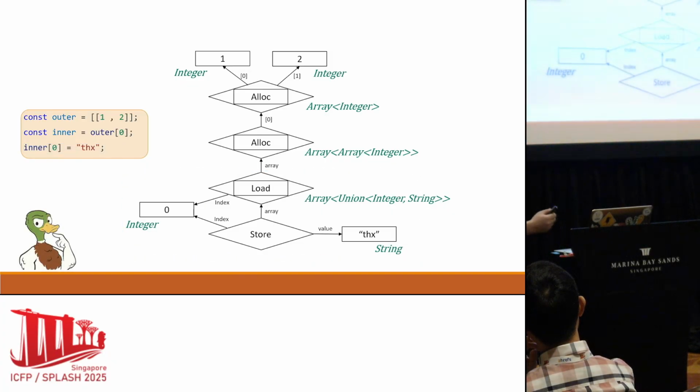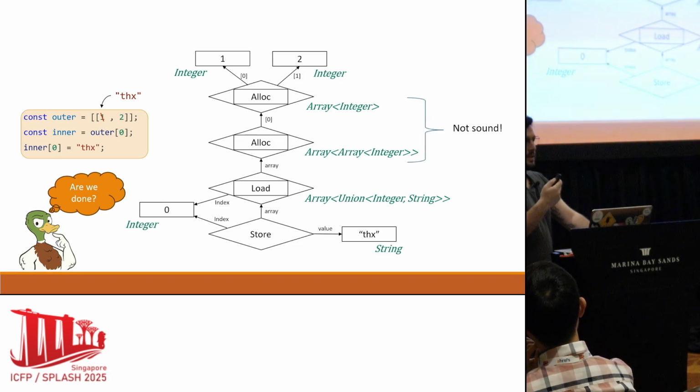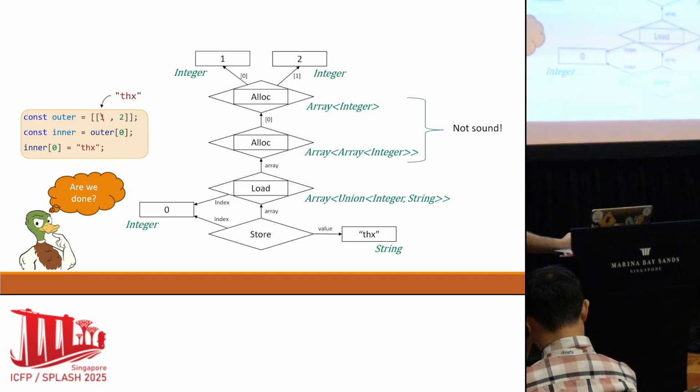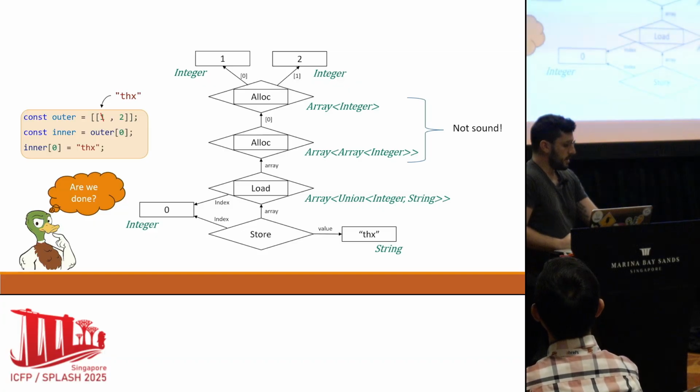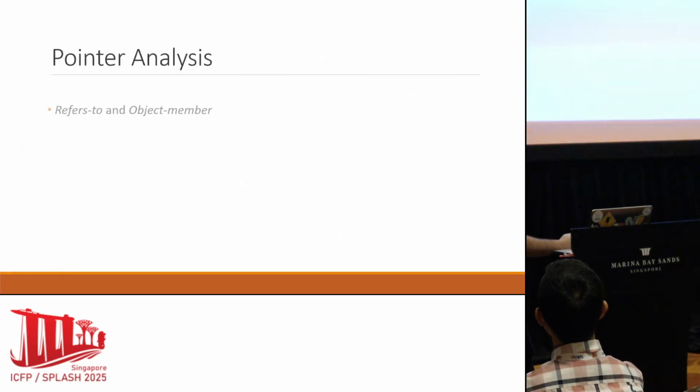And now we might think we are already done with the type inference, right? But we kind of missed something along the way. In this program, for example, we switched the one at the start of the inner array into a string, and our inference did not encapsulate the change of types completely. Okay, so we found out that in order to make sure the analysis is sound, we do need to incorporate some kind of pointer analysis.